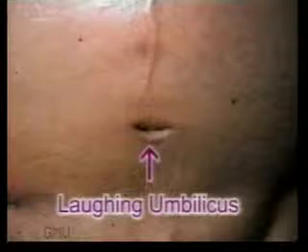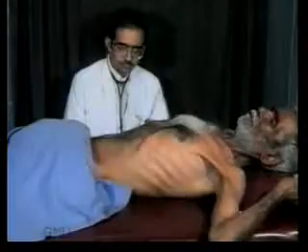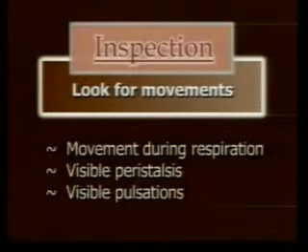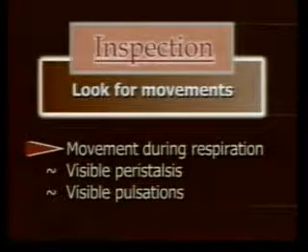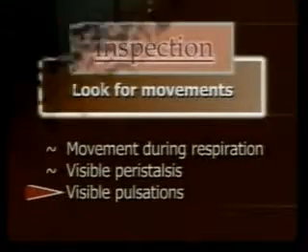In ascites, it may be transversely stretched, or a laughing umbilicus, or everted as an umbilical hernia. Then ask the patient to cough and look for an expansile impulse indicating an umbilical or paraumbilical hernia. Now inspect the abdomen tangentially from the side and from the leg end for the movement of the abdominal wall during respiration and for visible peristalsis and visible pulsations.